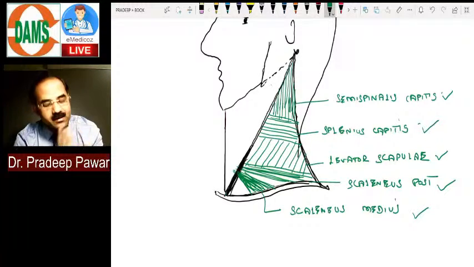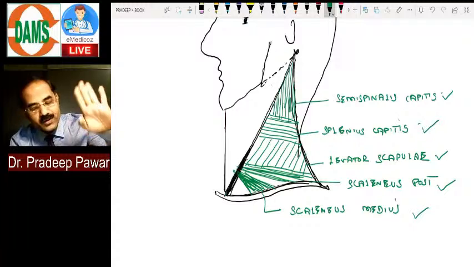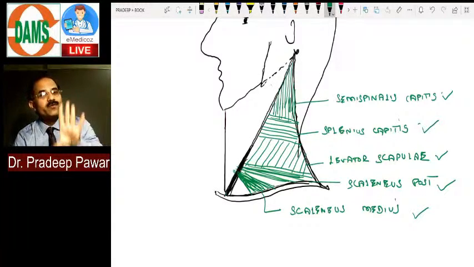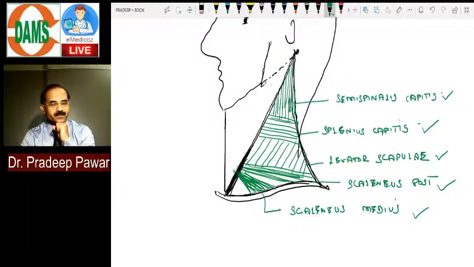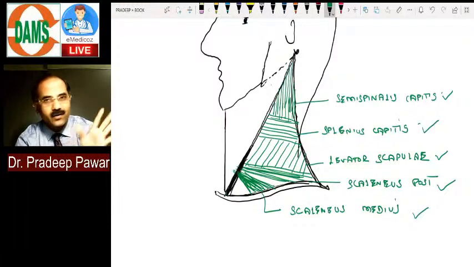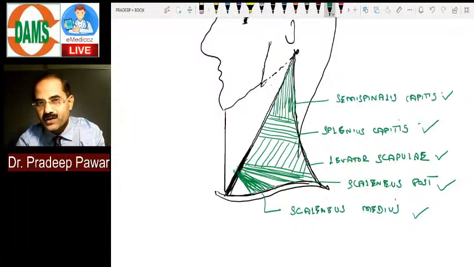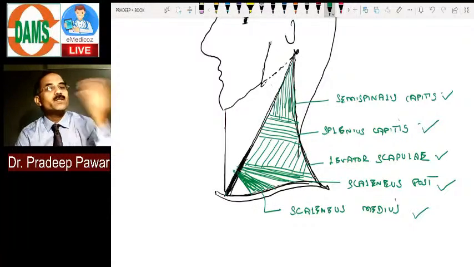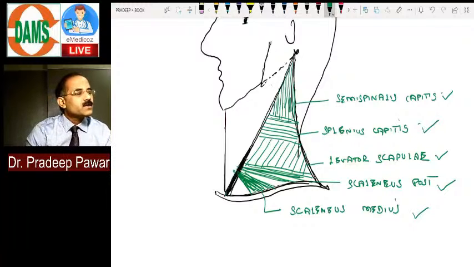So if these muscles are lying in the floor of the posterior triangle, and the pre-vertebral fascia covers these muscles, now you tell me, where would the pre-vertebral fascia be for the posterior triangle? Got my question? These muscles are lying in the floor, right? And all these muscles are covered by pre-vertebral fascia, right? So where would the pre-vertebral fascia come to lie with respect to the posterior triangle? Answer this.